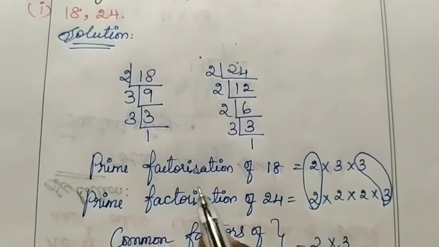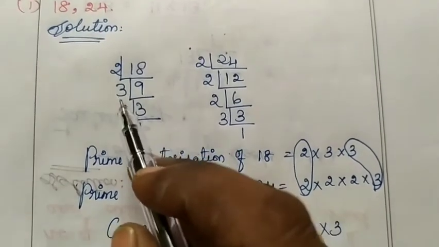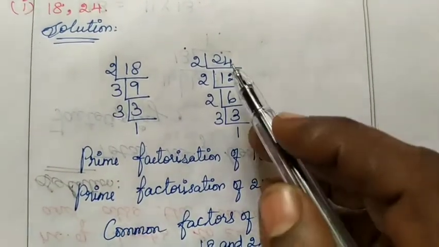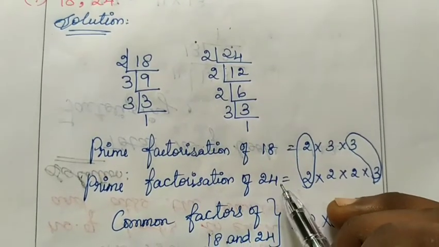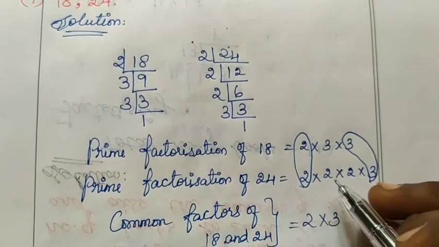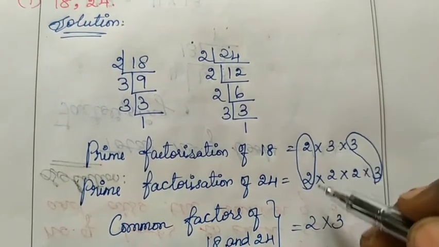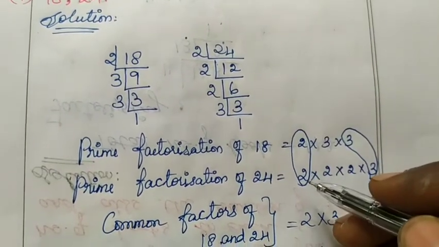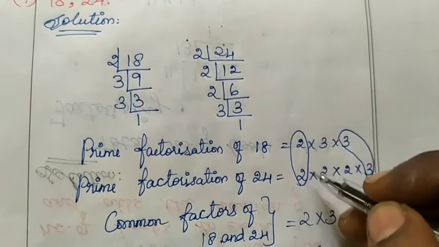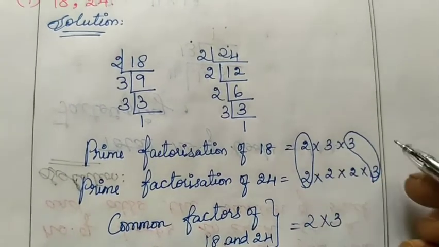Take and write the prime factorization of number 18: 2 into 3 into 3. Next, take the prime factorization of number 24: 2 into 2 into 2 into 3. Now compare both prime factors. Mark this: only the common numbers, circle like this.